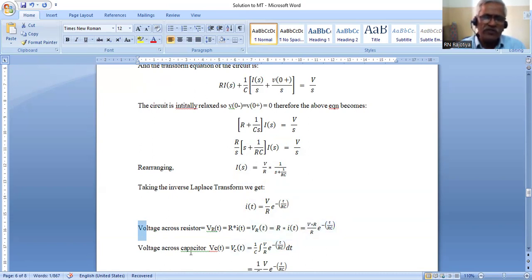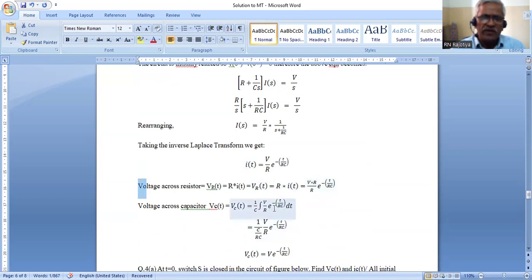And we know what the voltage across the capacitor is. This is nothing but 1 by C integral of i(t) dt. So therefore, you can put the value of i(t) as this. Integrating this, you will get VC(t) is equal to V e power of minus t by RC, and this part will get cancelled.